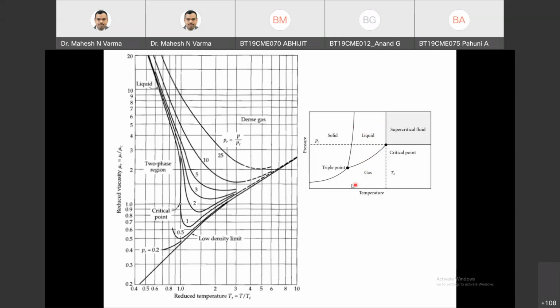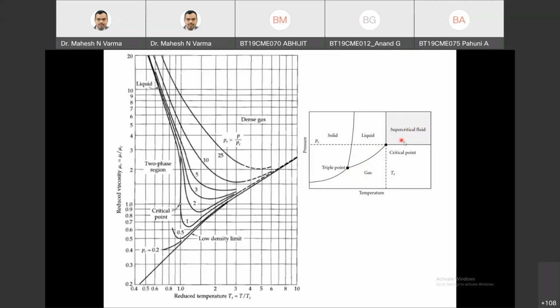So as we increase the temperature, the density of liquid is decreasing. As we increase the pressure, the density of gases is increasing. So if I am simultaneously increasing the pressure and temperature, there is some point at which the density of liquid will be equal to the density of gases. As soon as I get this, there will not be any clear differentiation between the two phases, liquid and gases, and I will get a new phase.